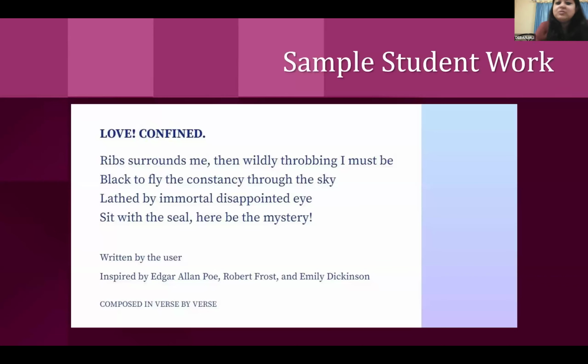Now, this is a sample student work. The first line, if you see, "This ribs surround me, then wildly throbbing I must be," was written by the student. And if you look at the second line, the second sentence was provided by the AI tool, in this case, Google Verse by Verse. The third sentence was once again the student's, and the fourth sentence was by the AI. When the AI is providing prompts, it's giving a series of prompts. The student, with his own critical way of analyzing, is able to choose which prompt to take and which one to completely ignore. So together they are creating this particular poem.